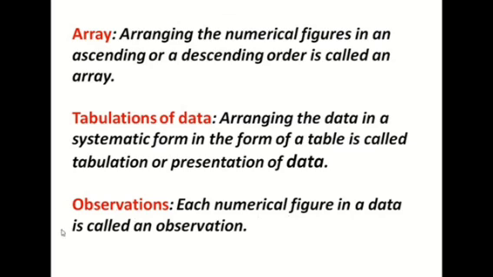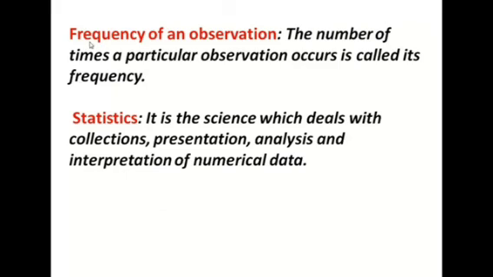Next, observations. Each numerical figure in a data is called an observation. Next is frequency of an observation. The number of times a particular observation occurs is called its frequency. For a particular observation, how many times you are getting it back is called its frequency. Next, statistics. It is the science which deals with collection, presentation, analysis, and interpretation of numerical data.